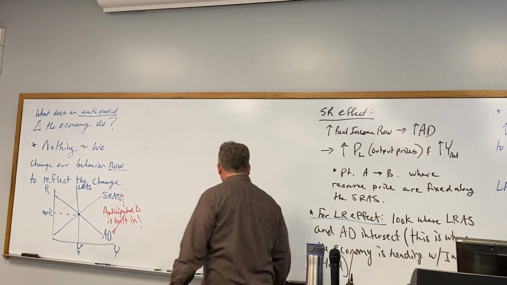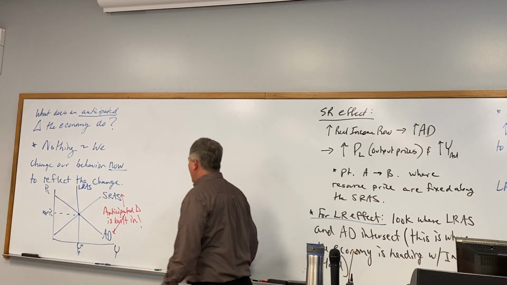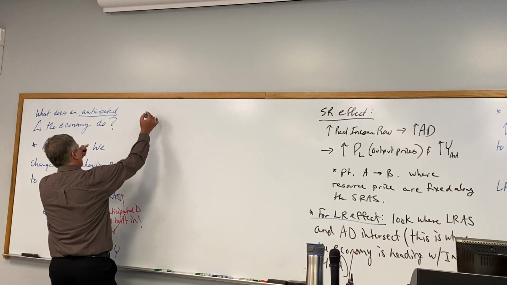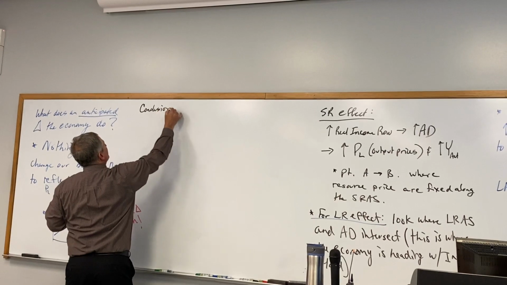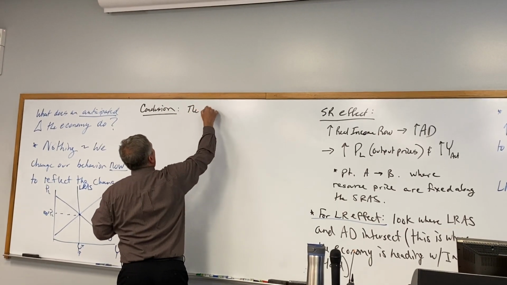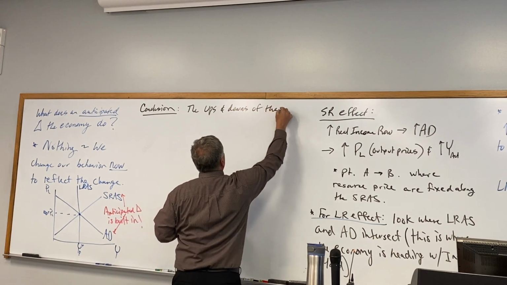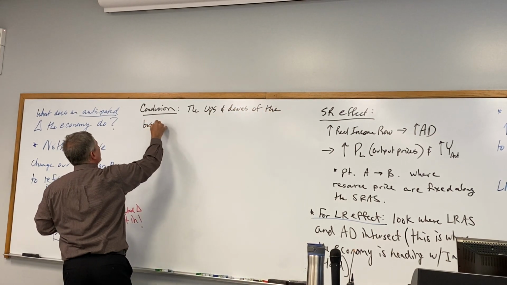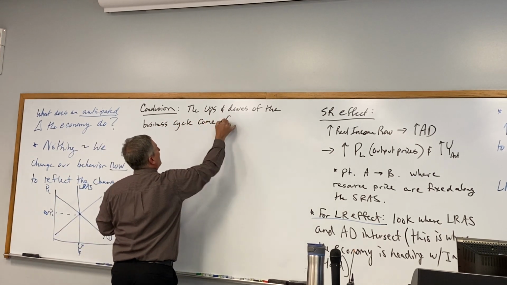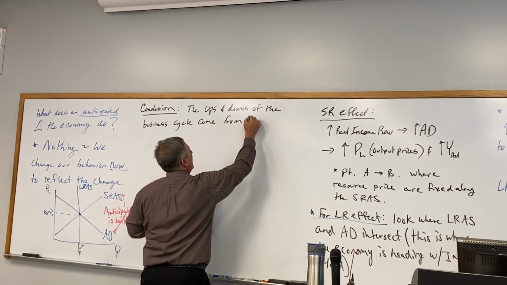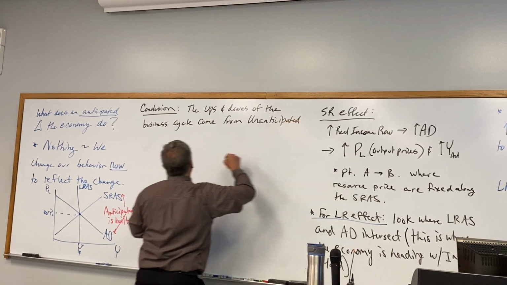So the ups and downs of the economy come to us from unanticipated changes. So our conclusion is the ups and downs of the business cycle come from unanticipated changes.